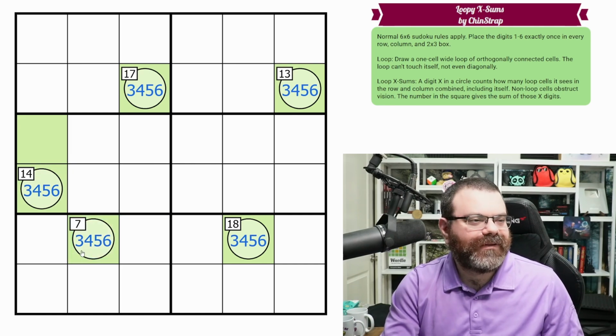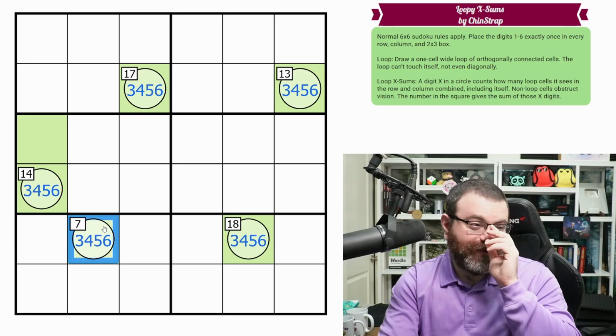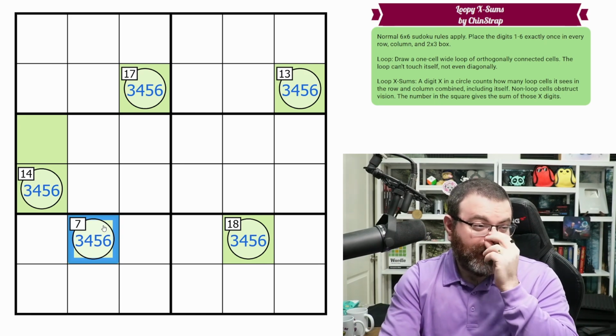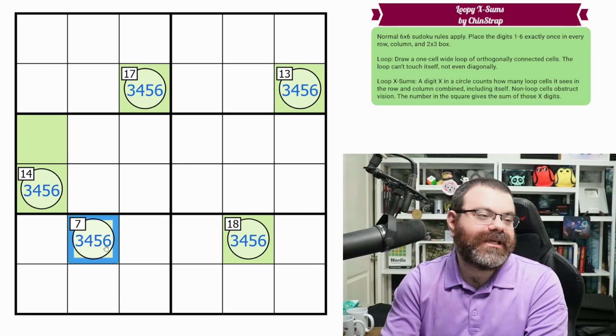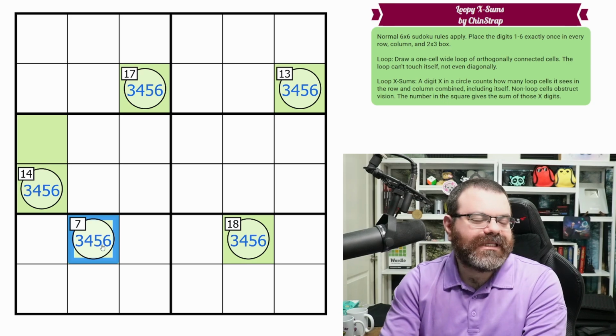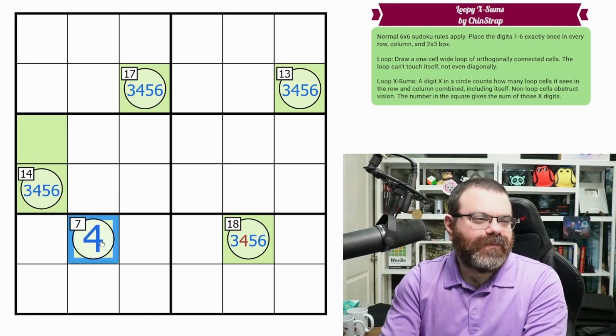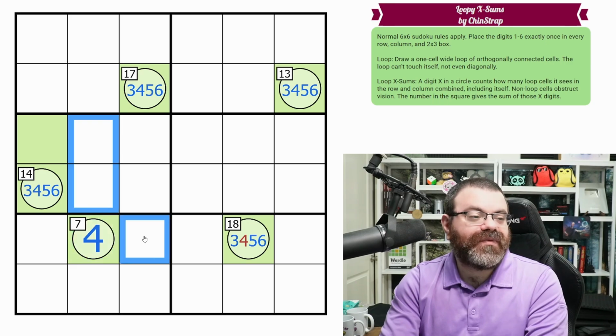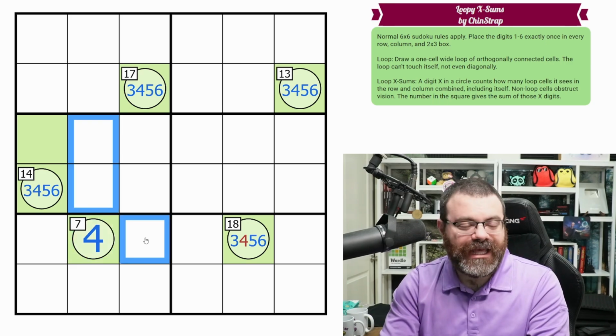Because it does count itself. And so to get to 7, let's think about, so 7 and 3 obviously has to be possible. 7 and 4, if this was a 4 and we saw 4 cells, we would need the remaining 3 cells to sum to 3. They would all have to be 1s.